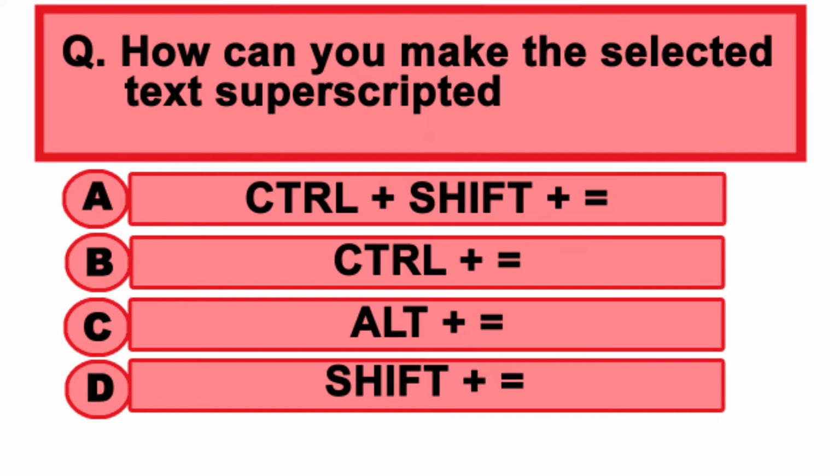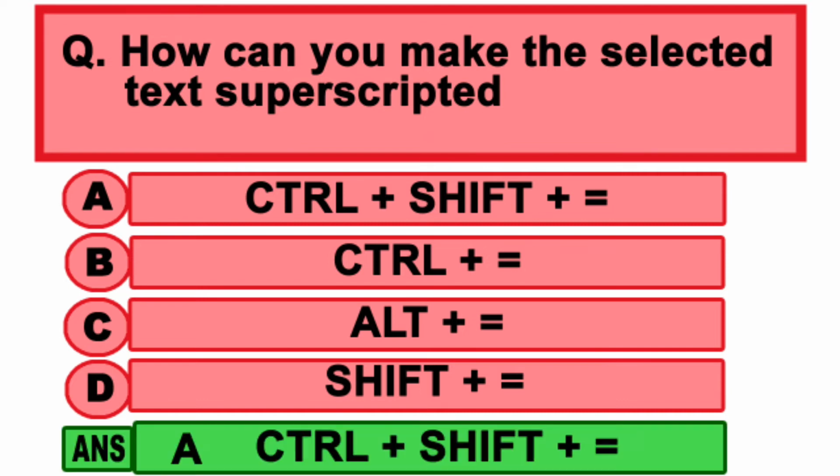How can you make the selected character superscripted? A. Control Shift equal. B. Control equal. C. Alt equal. D. Shift equal. The shortcut key for subscript is Control equal. The shortcut key for superscript is Control Shift equal. The correct answer is answer A, Control Shift equal.